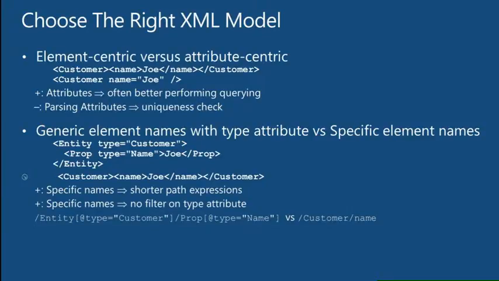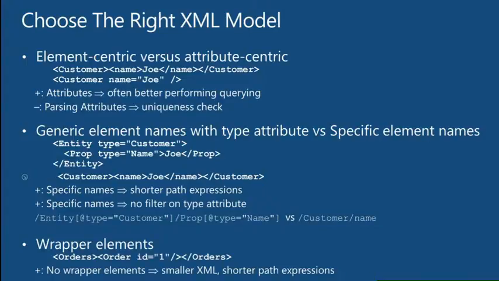Because what it actually does is it adds lots of overhead for path expressions. Now if you want to look for a customer in the first modeling, you will have to write a predicate instead of just being able to do a structural lookup along the path. So it's better to model this as customer name Joe instead of entity type customer, property type name with a value of Joe.